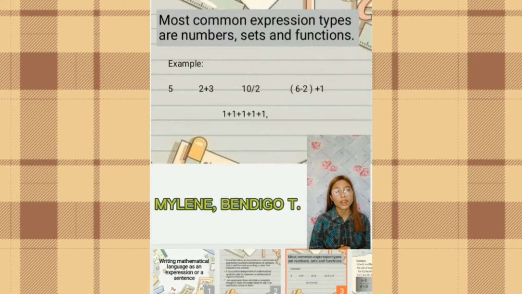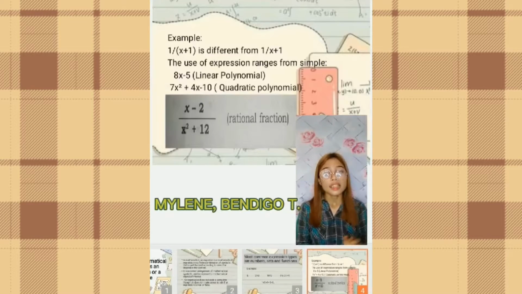Numbers have lots of different names. For example, the expressions 5, 2 plus 3, 10 divided by 2, 6 minus 2 plus 1, and 1 plus 1 plus 1 plus 1 plus 1 all look different, but are just different names for the same number. This simple idea that numbers have lots of different names is extremely important in mathematics.